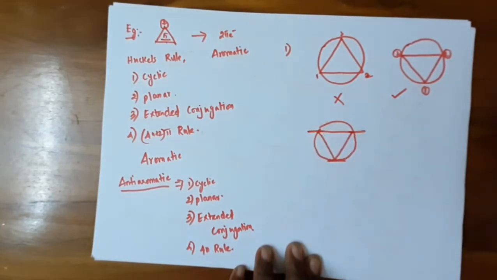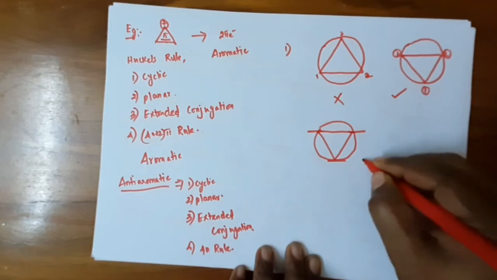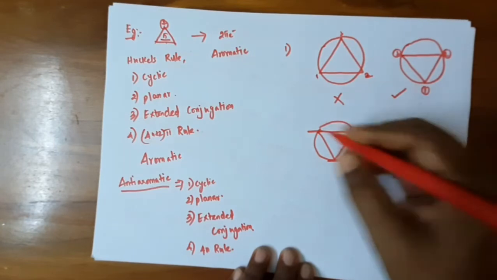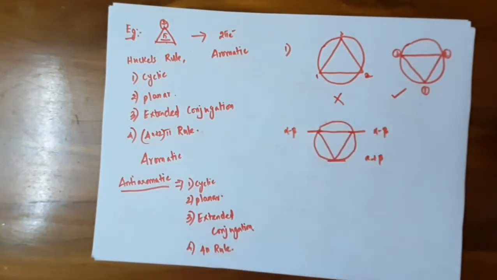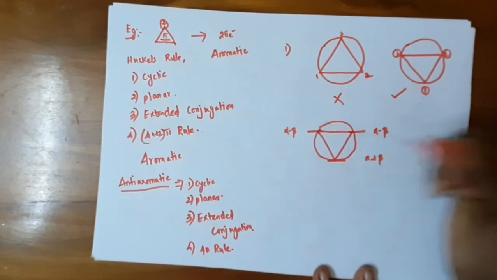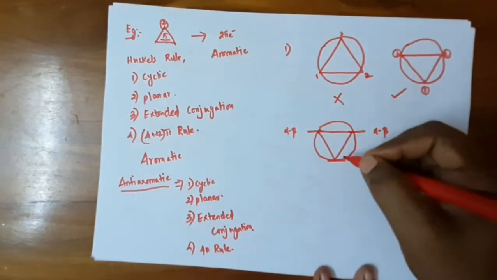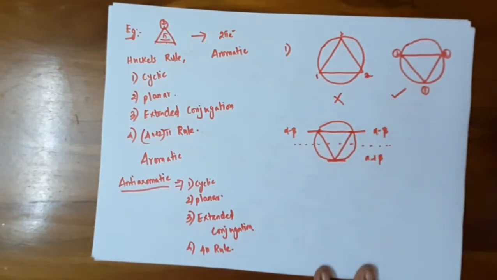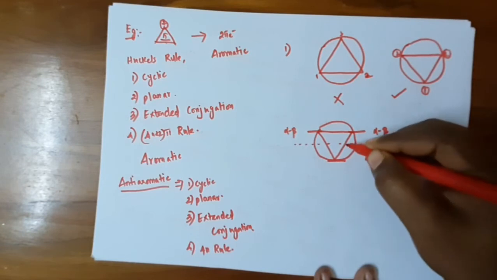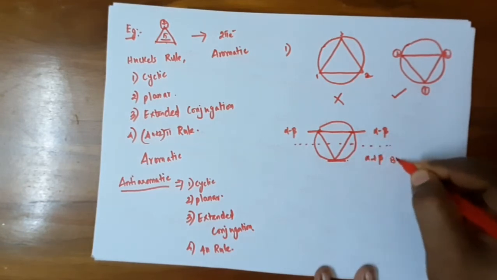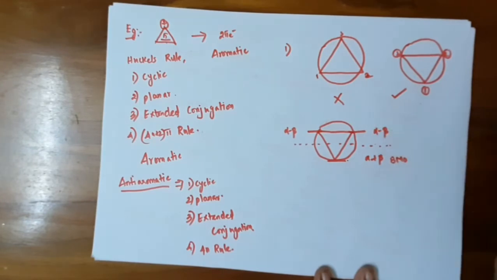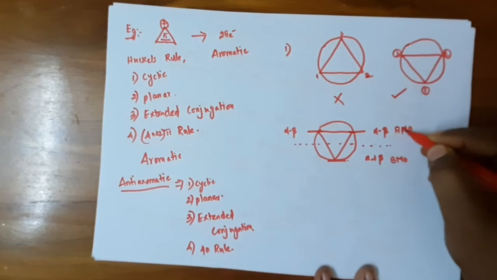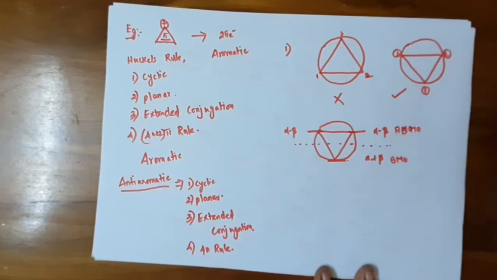So these are the energy levels. This is alpha plus 2 beta, the energy level of this cyclopropenyl system, from Huckel molecular orbital theory. Now draw the horizontal line in the center of the circle. The lines below the horizontal line are bonding molecular orbitals. The lines above the horizontal line are anti-bonding molecular orbitals, the ABMO.